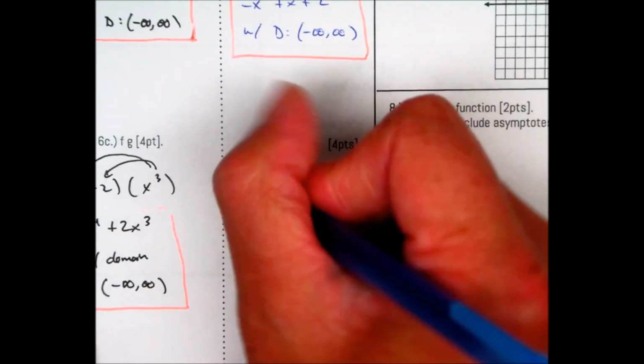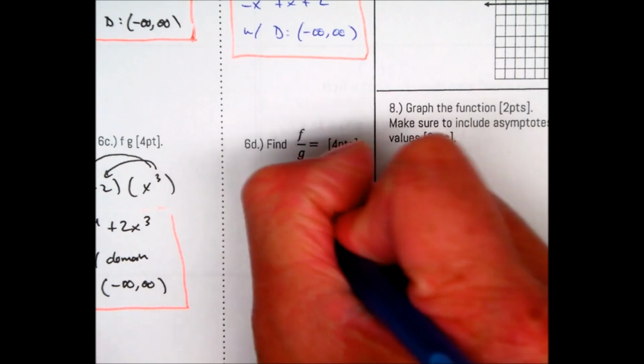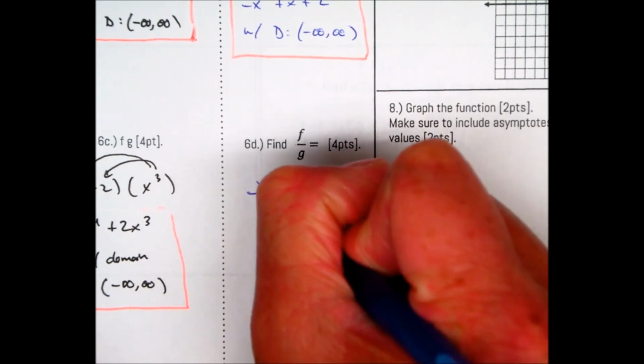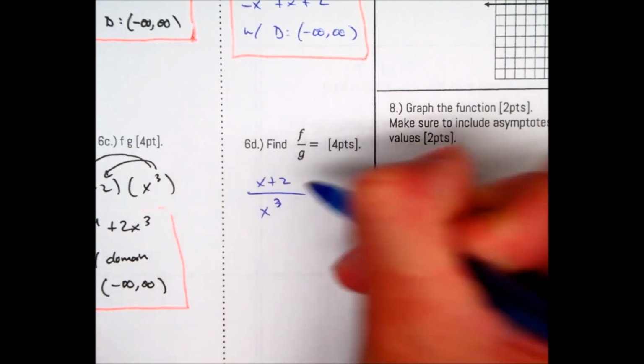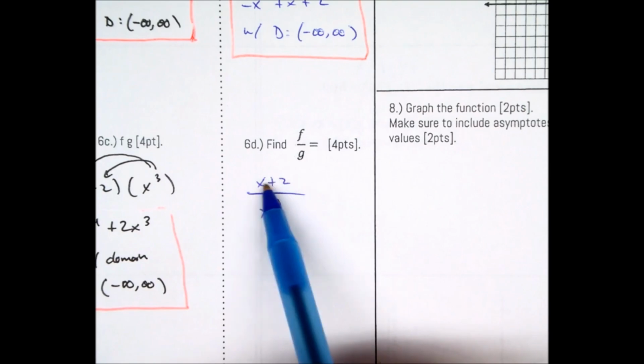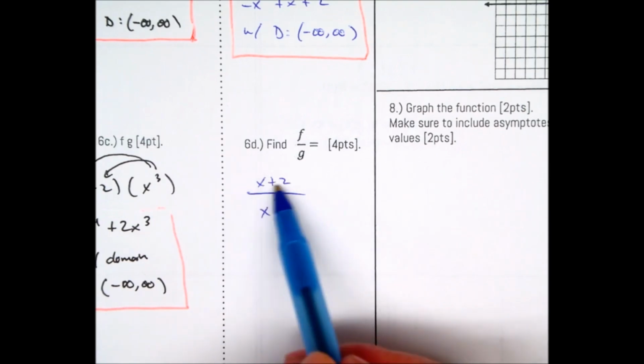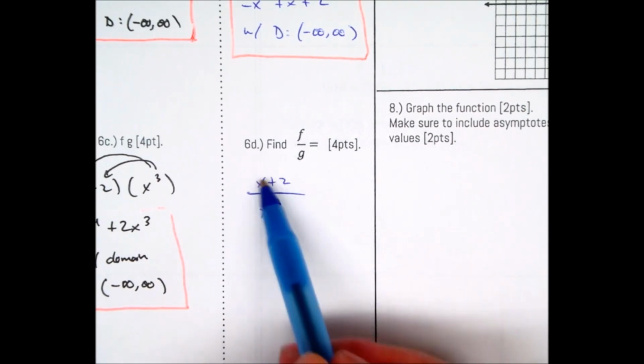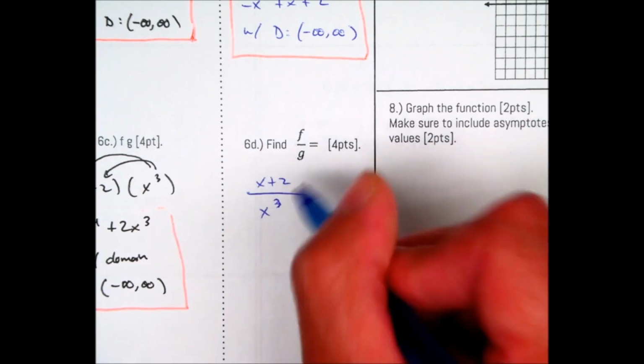And f divided by g here, so I have x plus 2 over x to the third. Remember, don't do anything crazy like canceling the x's, because this is not a factor, this is added. That basically means they're separated by addition. These are multiplication. You can only cancel if they're both multiplication.